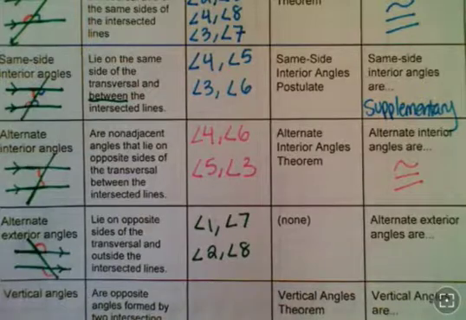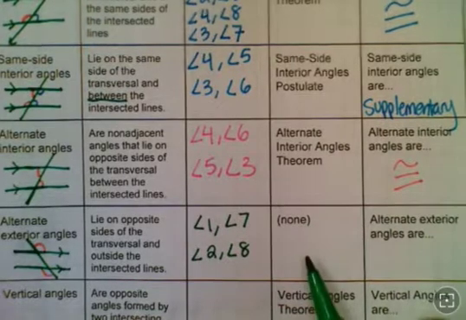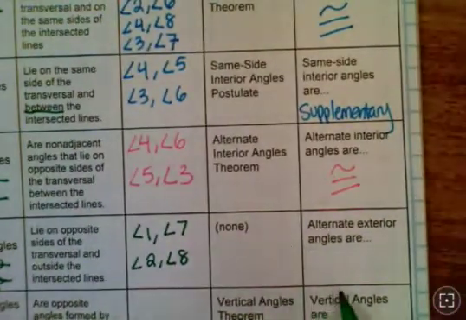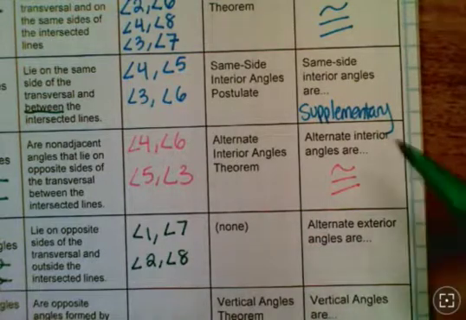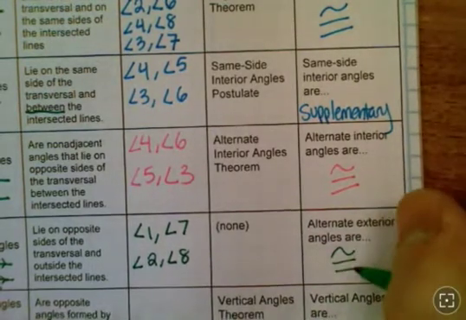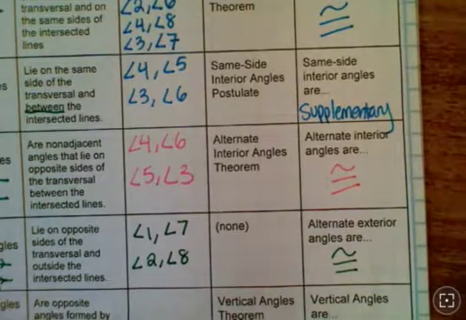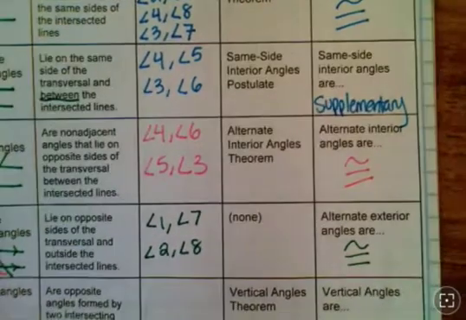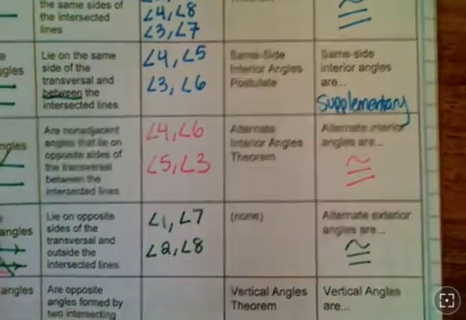Okay. So outside the intersected lines, in this case the parallel lines, on opposite sides of the transversal. And there's no theorem here, but we should know that alternate exterior angles are congruent. And you can see that from the diagram. They're either both obtuse or both acute.